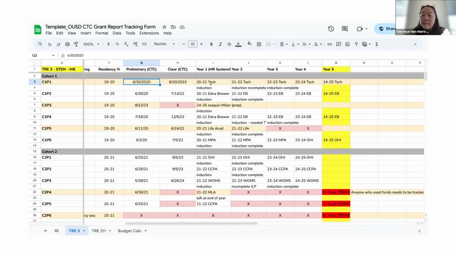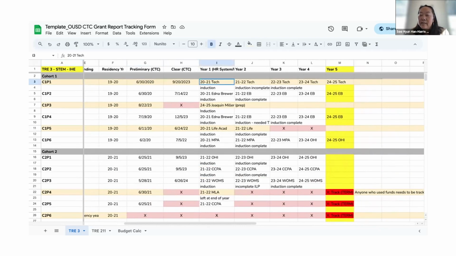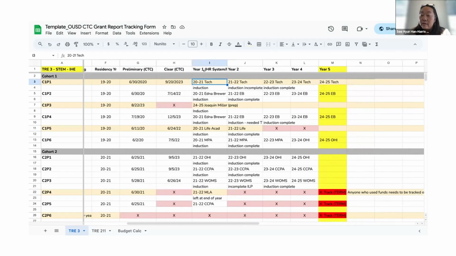So this person here, as you can see, person 1 in the first cohort, their residency year was in 1920. They received their preliminary at the end of that school year. So smooth sailing. And then they went into their first year of teaching in 2020, 2021 with their preliminary credential. So this is where I recorded them here. So I put in their year 1 was in 2020, 2021. They were teaching at this high school.